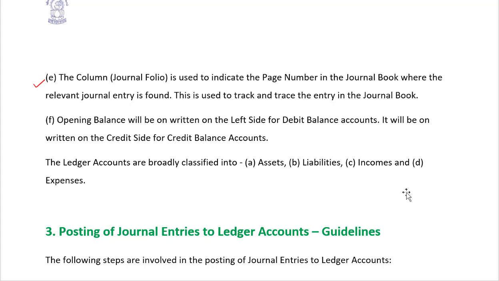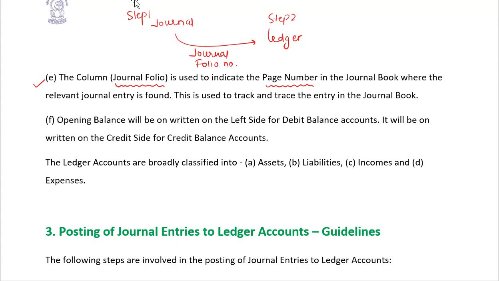The column, that is journal folio, is used to indicate the page number. Students, we have written journal entry in journal book, and from this journal entry we are passing what? Ledger. This is step 1, a journal book, this is different. This is step 2, ledger, this is different. So while making the ledger, we will give references to journal, and that is known as journal folio number. I believe I'm making sense to you.